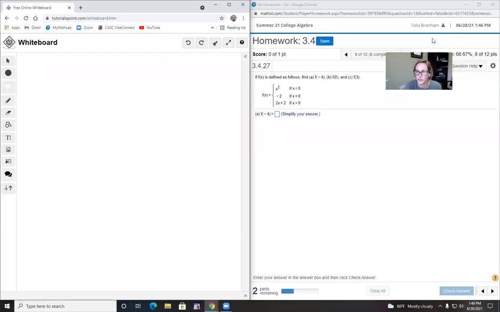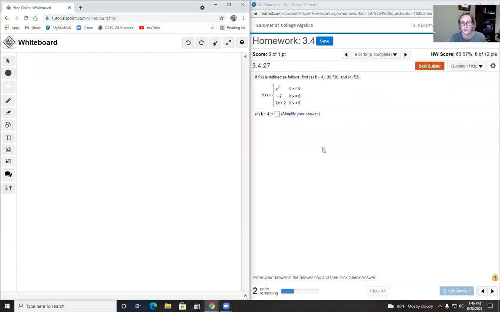Okay, continuing on. So this is where they start this piecewise functions, and I think the last ones are all this piecewise stuff. So if f of x is defined as follows, find a, f of negative 4, b, f of 0, and c, f of 3. So f of negative 4. So I'm going to write that over here. I'm not going to write everything out because I suck at writing with this, but I still want y'all to be able to see this stuff.